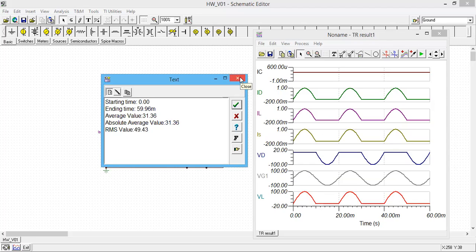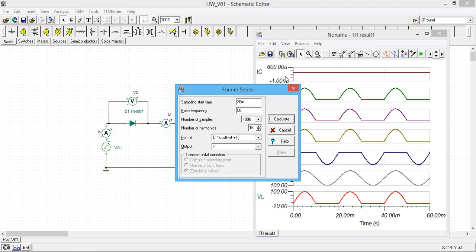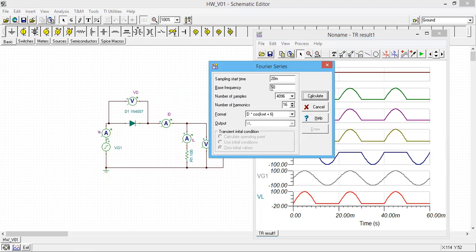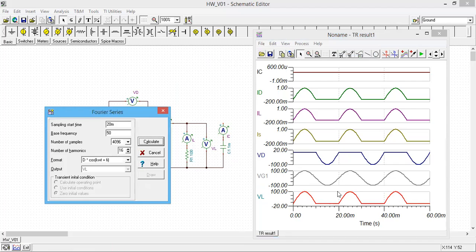And the other thing is how to get the harmonics and total harmonic distortion of the output voltage. Similarly, select the waveform, go to Process and Fourier Series. You can start the sampling from any time. Here, when it's starting, there is some kind of transient happening, but I'm assuming that within 20 milliseconds it has reached steady state. So I'm going to do my Fourier analysis from 20 milliseconds.